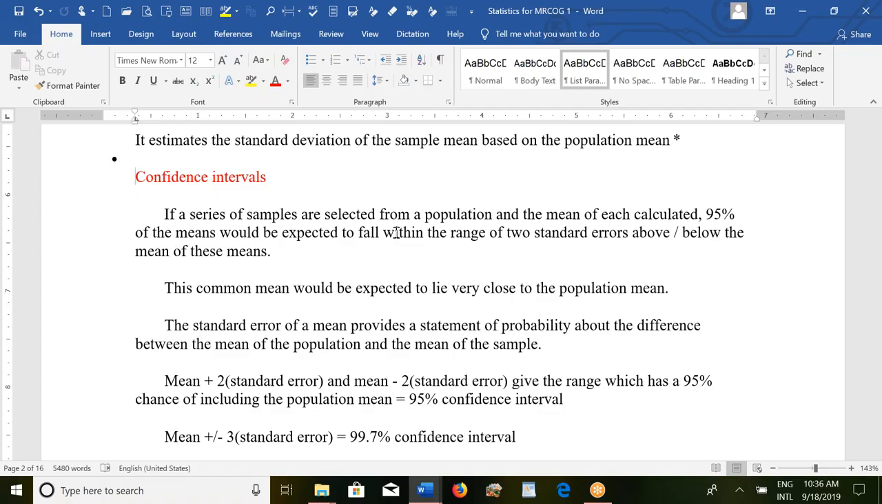Then you will see that every time you repeat the same study, the difference for the first group should be equal to the difference in the second group, or at least the values will fall within the range of two standard errors above or below the mean of the means. So this common mean would be expected to lie very close to the population mean. So it will tell you how much difference can be there. So 95%, you must have seen in the studies, they use the value 95% of the means.